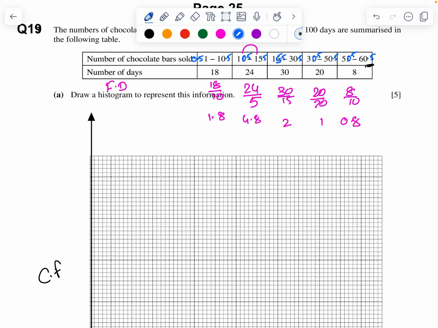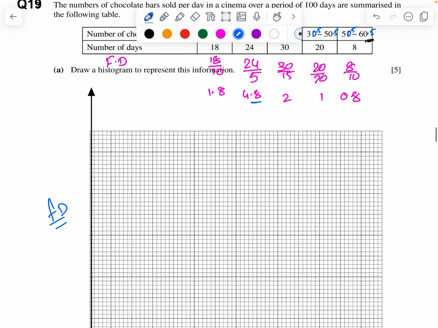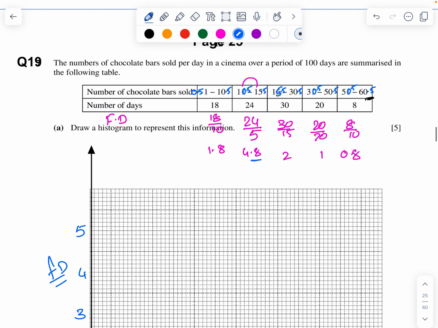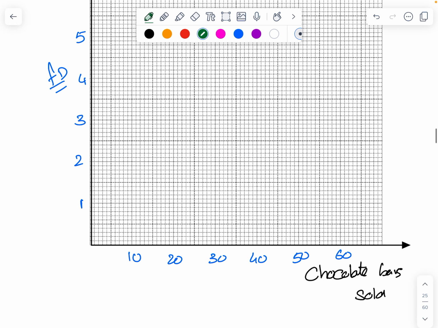It's not cumulative frequency, it should be frequency density. The maximum frequency density is 4.8, means 5. So I can take it at 1, 2, 3, 4, 5. A neat one I will be able to get. Now we have to do it for the upper limits. 10.5 it is 1.8, 15.5 is 4.8.